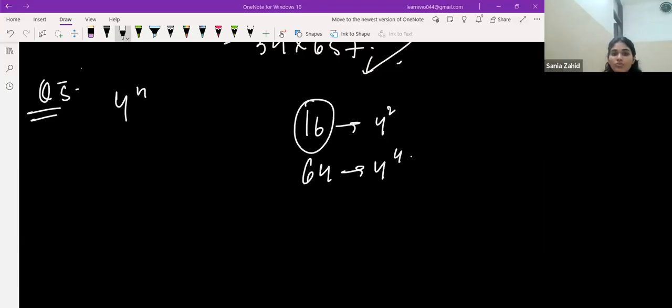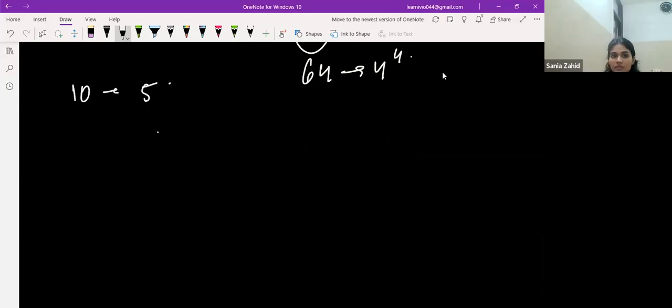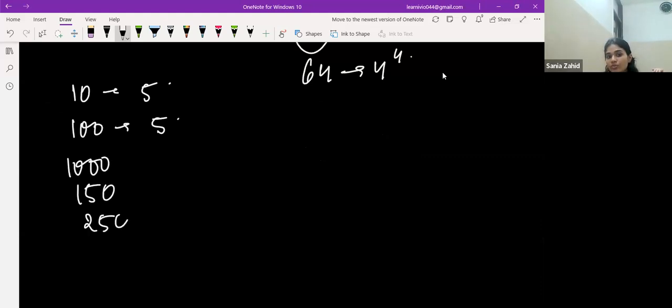Okay. So now for 4 to the power n, they're asking if it can end with 0 or not. Now tell me one thing, Umair, do we know that any number that ends with 0 has a factor 5? For example, 10 ends with 0, so it has a factor 5, right? We have 100, it also has a factor 5. We have 1000, 150, 250, 3750. Any number that ends with 0 has a factor 5. You know this thing, right?